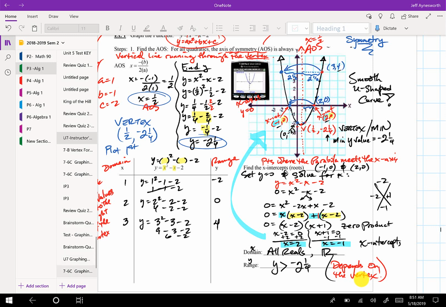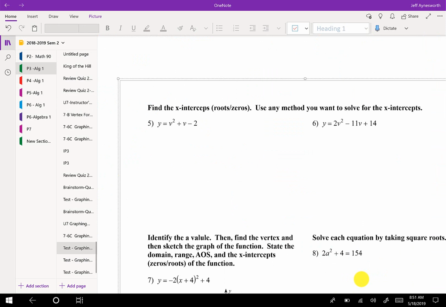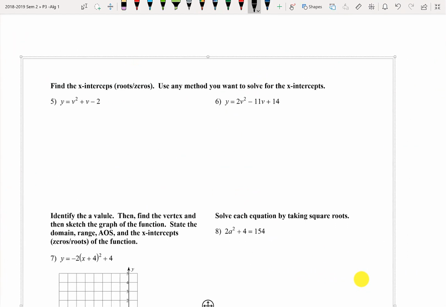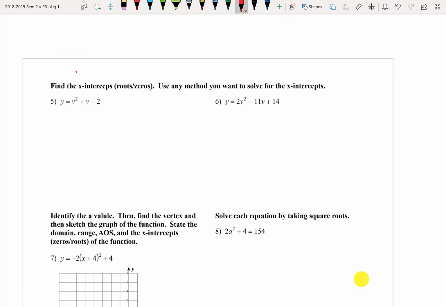Okay, so in this case, let's go back to your test here. All right, how do you find the x-intercepts? Well, you set y equal to 0 and you solve for x. So let's do that. Okay, let's write that down. So set y equal to 0 and solve for x. That's what we've been doing for the last 2.5 weeks.